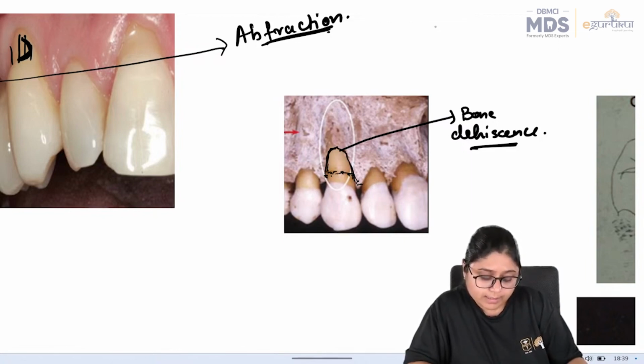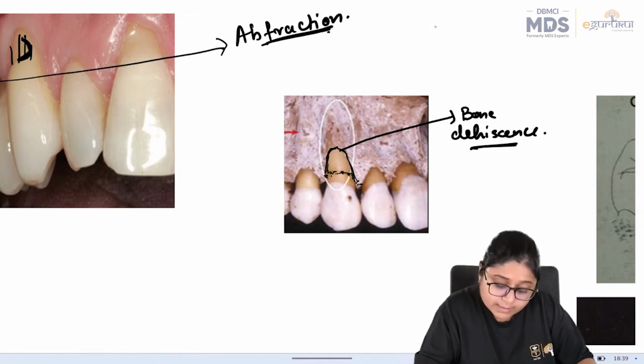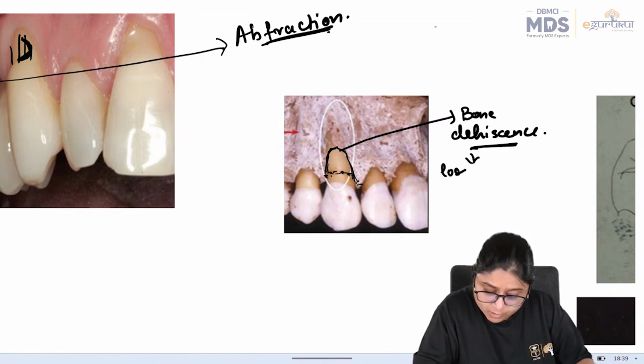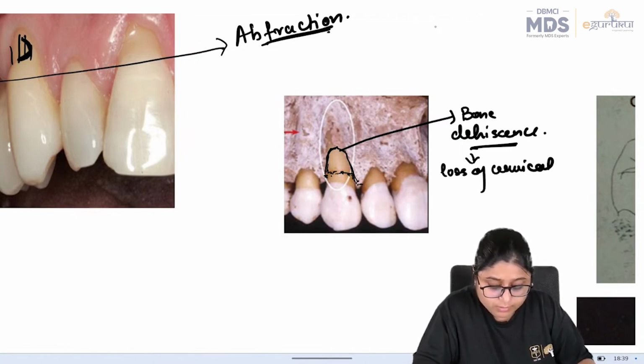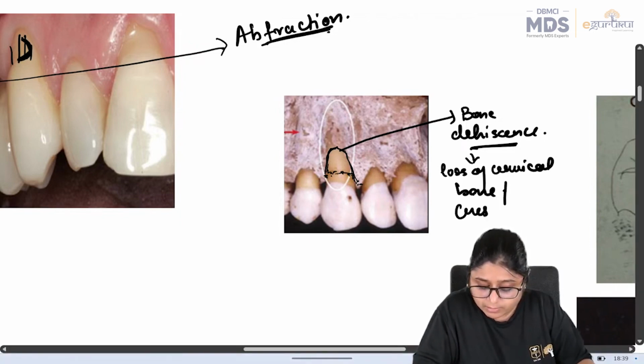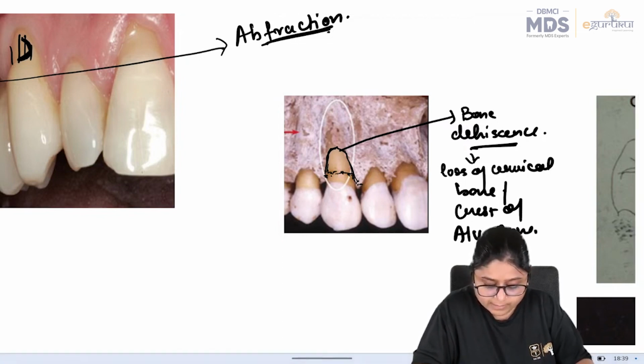Okay, so in this case, what is happening? Bone dehiscence is loss of cervical bone, or the crest of the alveolar bone. This is your dehiscence. This is important. This is asked in your picture based questions, that what is this?